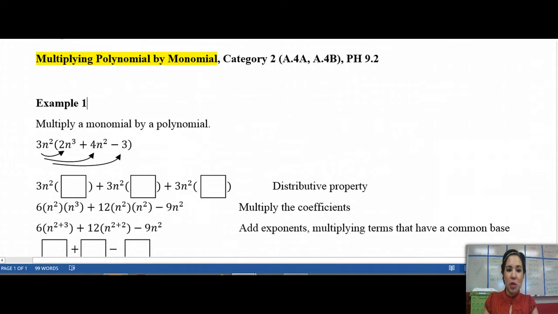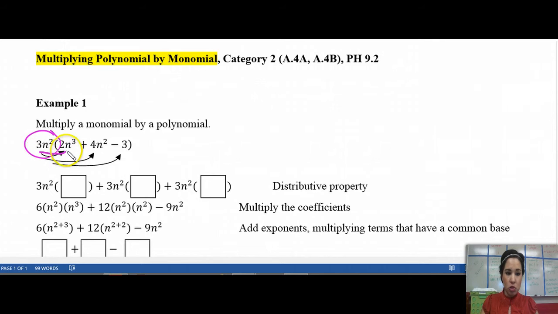Hi guys, in this video we're going to be looking at how we multiply polynomials. We've already seen how to add and subtract them, now we're going to be multiplying them. In this first example we have a term on the outside that's being multiplied, because of those parentheses, by everything on the inside.